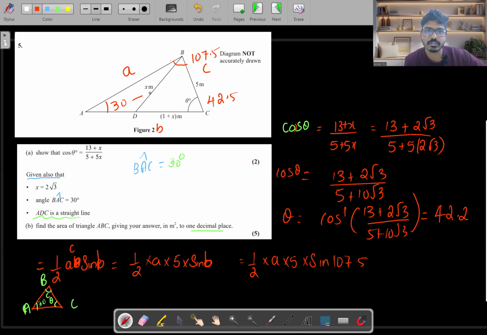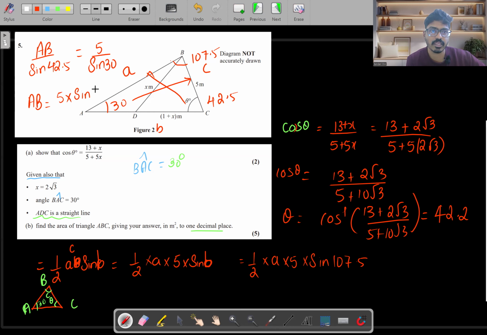So I know this particular angle, sine 30, and if I take this particular angle, this is going to be our opposite angle, which is AB. So I'll apply the sine rule. AB divided by sine 42.5 is equivalent to this side, which is 5, divided by sine 30. So we can find AB, which is equal to 5 multiplied with sine 42.5 divided by sine 30, which will give the value of AB. Let me find that out.